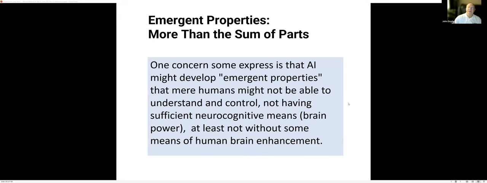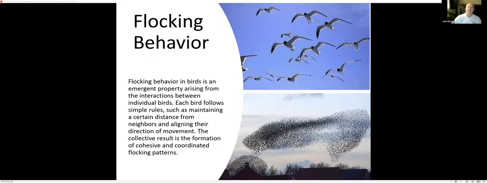Another interesting issue is emergent properties. Could AI come up with an intelligence that simply beats us because it is just so much more intelligent? So the idea is that it might develop emergent properties that mere human beings cannot understand or control, not having sufficient neurocognitive means or brain power, at least without some means of human brain enhancement. In another talk, I'll talk about the possibilities of brain enhancement. You'll get that at the annual general meeting. Here, we'll just talk about some examples.